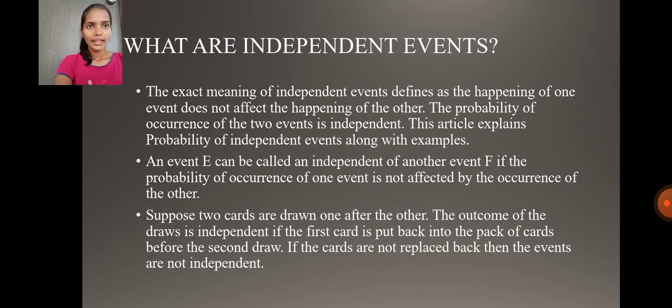An event E can be called independent of another event F if the probability of occurrence of one event is not affected by the occurrence of the other. Suppose two cards are drawn one after the other. The outcome of the draws is independent if the first card is put back into the pack of cards before the second draw. If the cards are not replaced back, then the events are not independent.